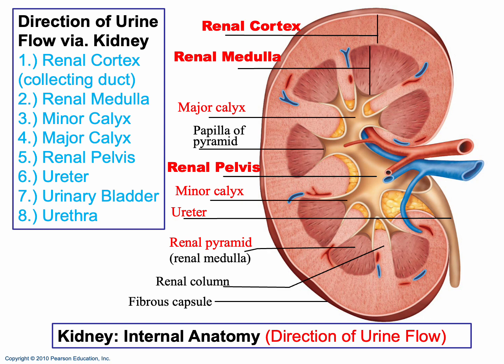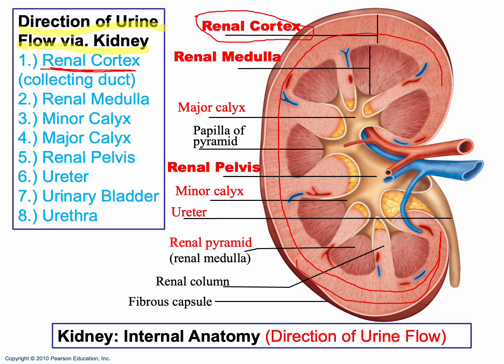Okay, it's also critical to know the direction of urine flow through the kidney. This is something that's illustrated in the homework assignment. So we'll go ahead and run through this. First we start by looking at urine in the renal cortex. The renal cortex of the kidney, we can see here, is considered to be the outermost region of your kidney. So all this area right here would be the renal cortex, the outermost region of the kidney.